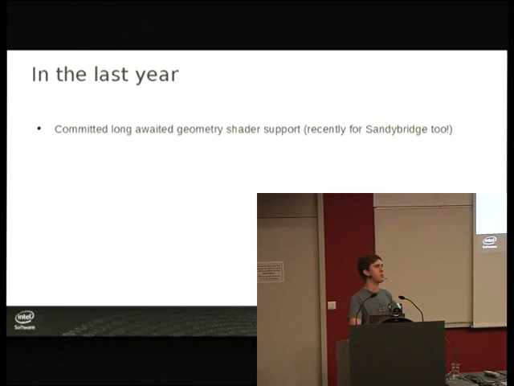Geometry shader support landed for Ivy Bridge and newer last October, which was the biggest piece of infrastructure that took us from GLSL 140 to 330. Recently, Sandy Bridge also got geometry shader support, which is great because now we have no platforms that support GL 3.1. GL 3.1 is particularly bad because it doesn't have the ability to select between core and compatibility contexts, so it's really difficult to use.